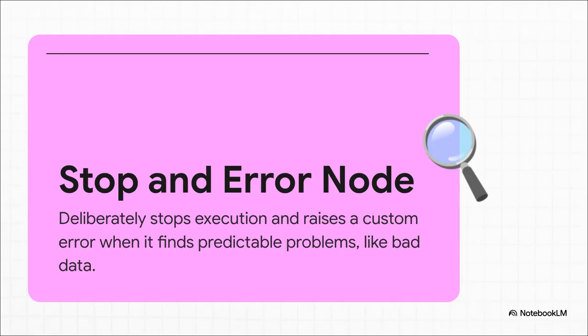And for that, we have the Stop and Error node. I want you to think of this node as a bouncer or a gatekeeper that you strategically place inside your workflow. Its job is to look for predictable problems, like, say, a missing piece of data, and just stop the workflow right there, on purpose, while raising a custom error message that you wrote yourself.